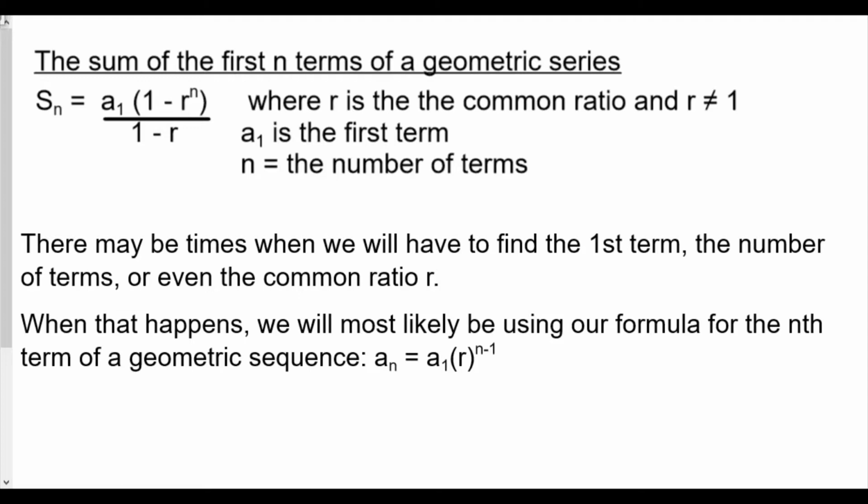There may be times when we have to find the first term, the number of terms, n, or even the common ratio, r. So some of these things we'll be missing in some of our problems. When that happens, we'll most likely be using our formula for the nth term of a geometric sequence, a sub n equals a1 times r to the n minus 1. So these two formulas will be very important for us to be able to find our values. So let's get back to our question.